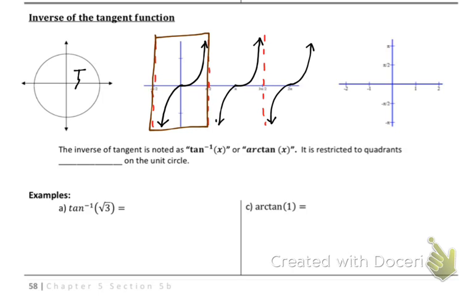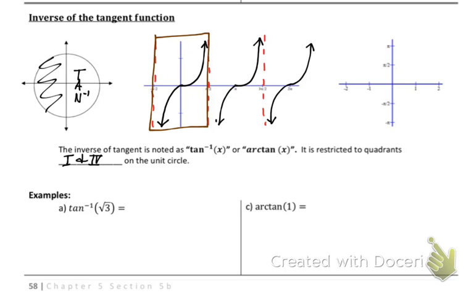So tan inverse. I'm also going to write it down below because we know that's going to happen. I wrote it on every one of them. 1 and 4. Cool. So it shares the same quadrants as cosecant and sine. Quadrant 1 and quadrant 4.